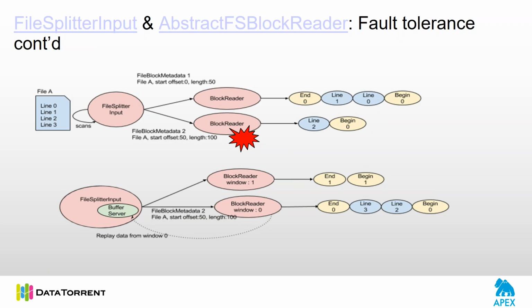So in this case, the second partition of block reader will be redeployed in another container. The other operators in this application will continue processing as they are. When the second partition is redeployed, it will start processing from the beginning of Window 0. So it requests the upstream buffer server to replay data from Window 0, and once that data is replayed, it will open file A, start reading from offset 50 up to length 100, emit line 2 and line 3, and complete Window 0. So this is how fault tolerance is achieved.